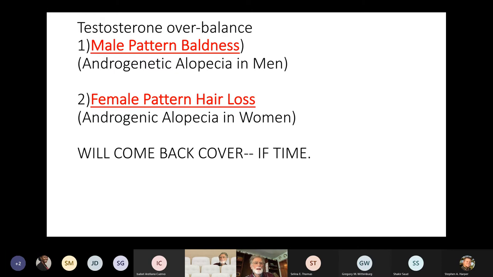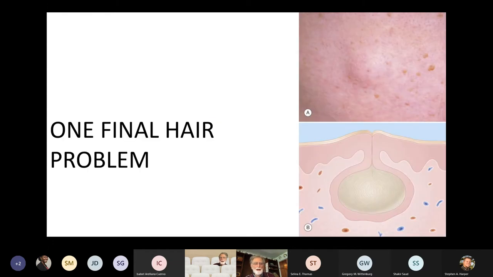Then you get the problem of hair loss from too much testosterone, male pattern baldness, and female pattern hair loss where the balance between androgens and estrogens is out of whack. That's not in my top 20 problems. If we have time, we'll come back to it. And then the final hair problem that you've all been involved with, taking care of, I hope, in minor surgery clinic, is getting rid of these epidermal inclusion cysts, EICs. We used to call them sebaceous cysts, but they keep changing names on me, so I have to keep up.